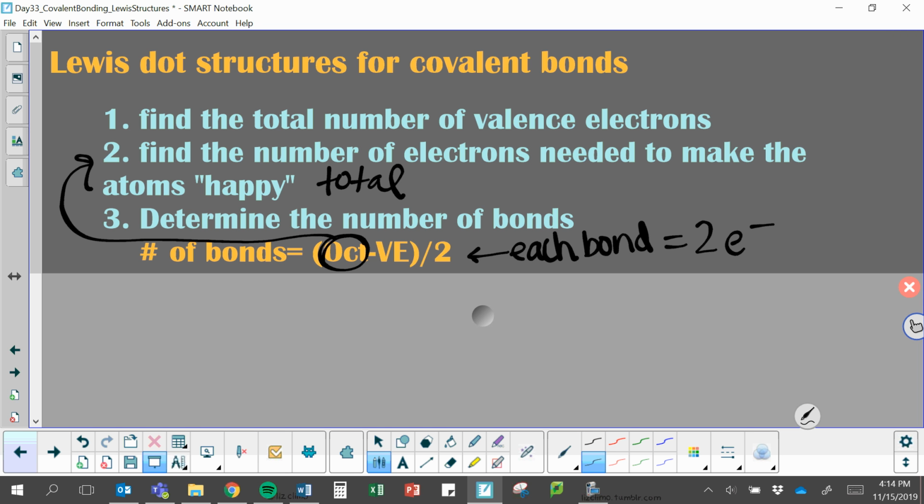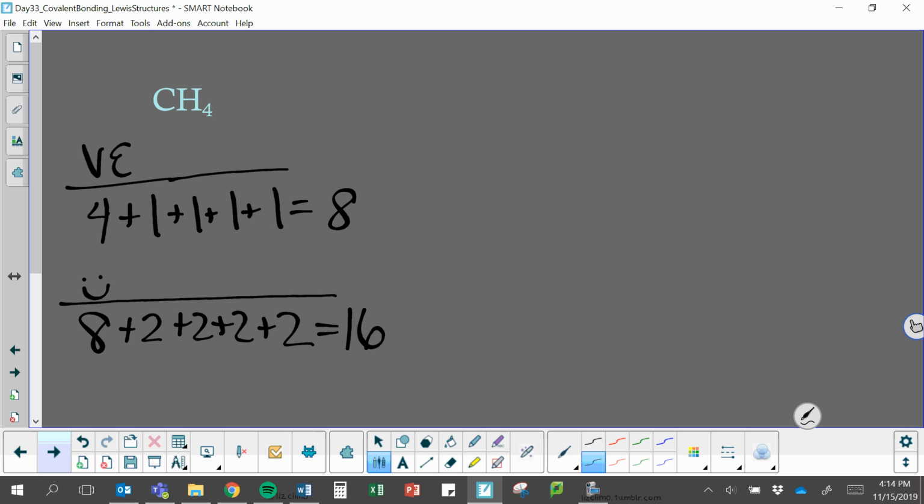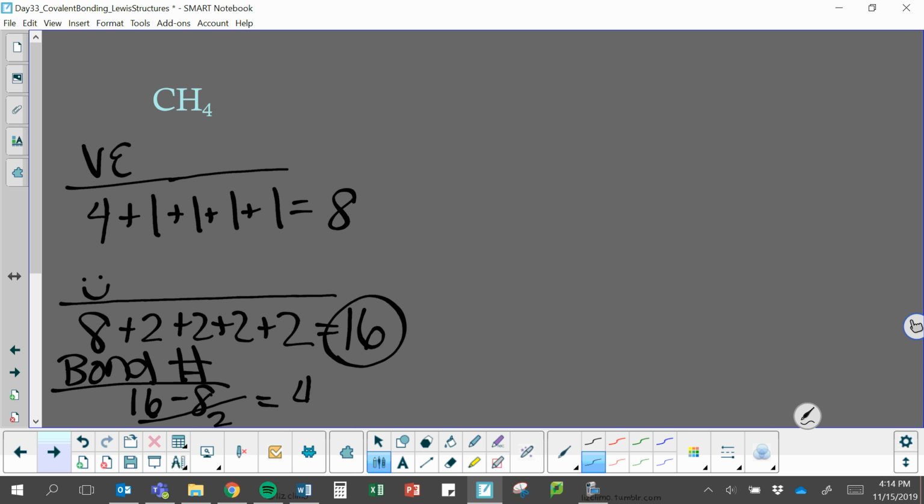Once we figure that out, it makes drawing the structure a whole lot easier. Some you will be able to look at and right away figure out the structure fairly easily, but this will help us on even ones that are not as straightforward. So for our bond number, we use those 2 numbers from before. We're going to do 16 from here, minus 8, and that whole thing divided by 2. So we figure out that we are going to have 4 bonds.